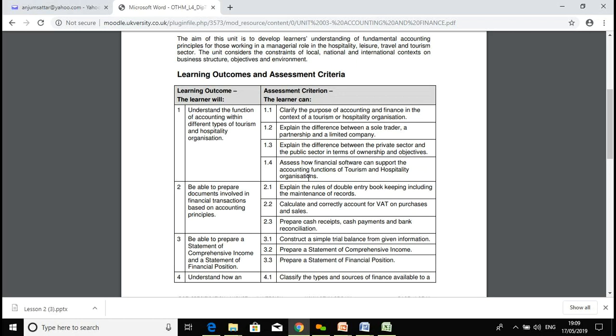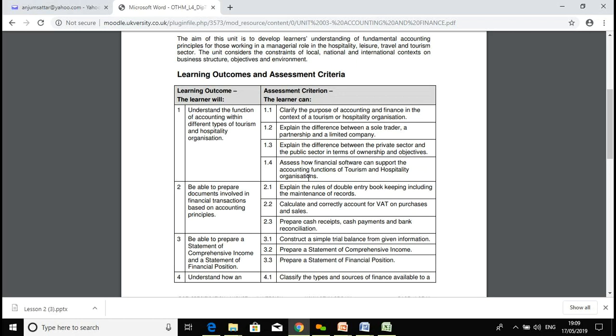And then we discussed financial software. We mentioned Sage accounting software, and other software like Microsoft accounting, which we can use for recording business transactions.